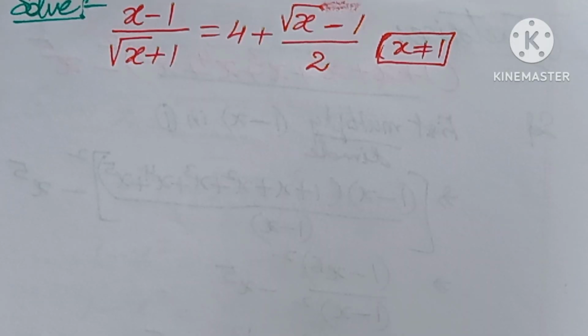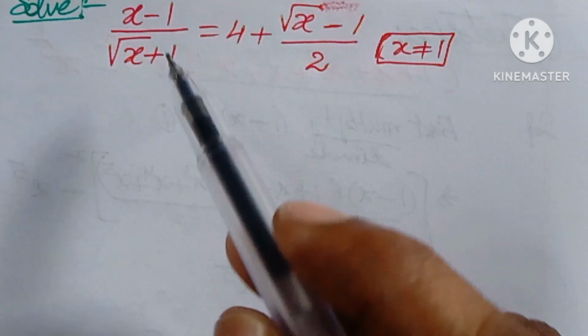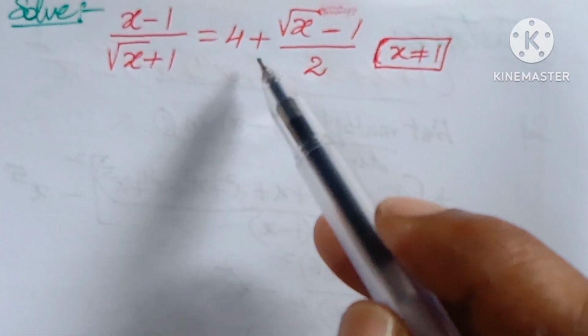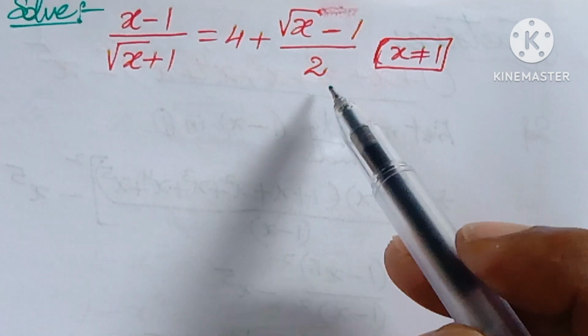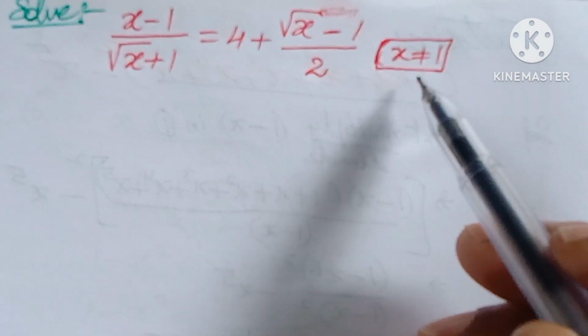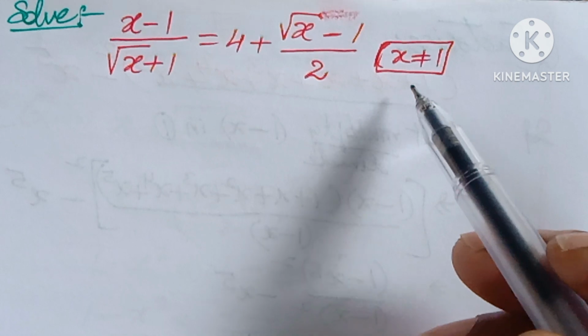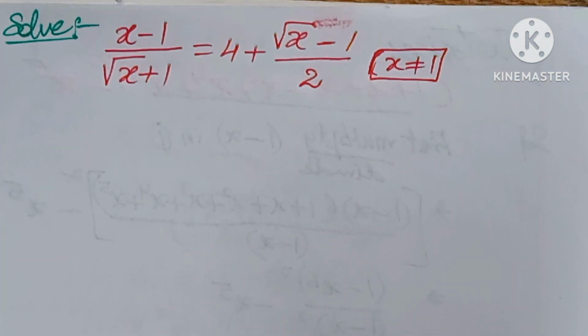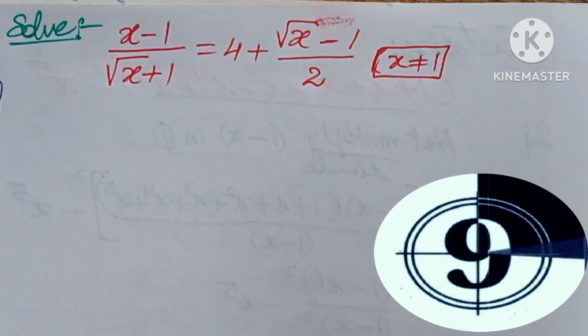Today we are looking at one logical question. Solve (x − 1)/(√x + 1) = 4 + (√x − 1)/2, where x is not equal to 1. As we are going to solve this problem, pause the video for 10 seconds and try it now.